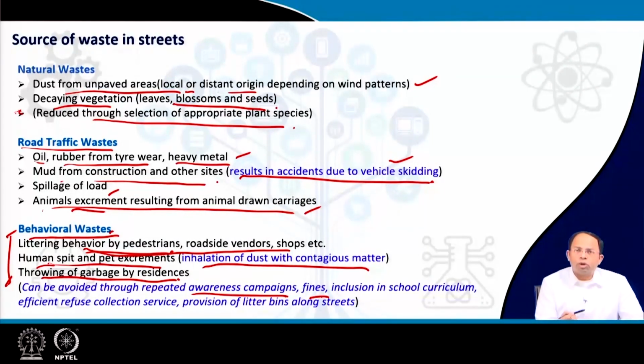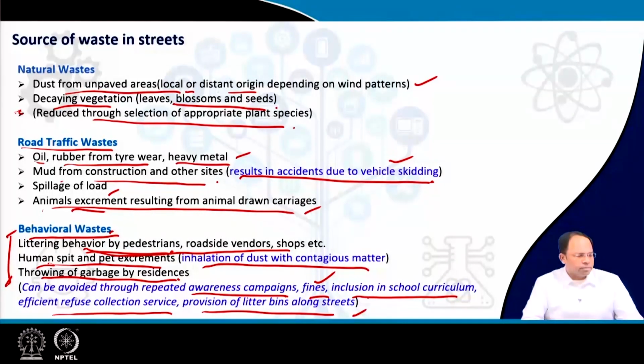This can be avoided using repeated awareness campaigns in a city, and fines. So it's not always positive; by taking positive measures, we can prevent that. We have to incorporate fines. Then inclusion in the school curriculum so that kids are taught about all this. Efficient refuse collection service. If the refuse collection service is efficient, then there should not be any problem. And provision of litter bins along streets.